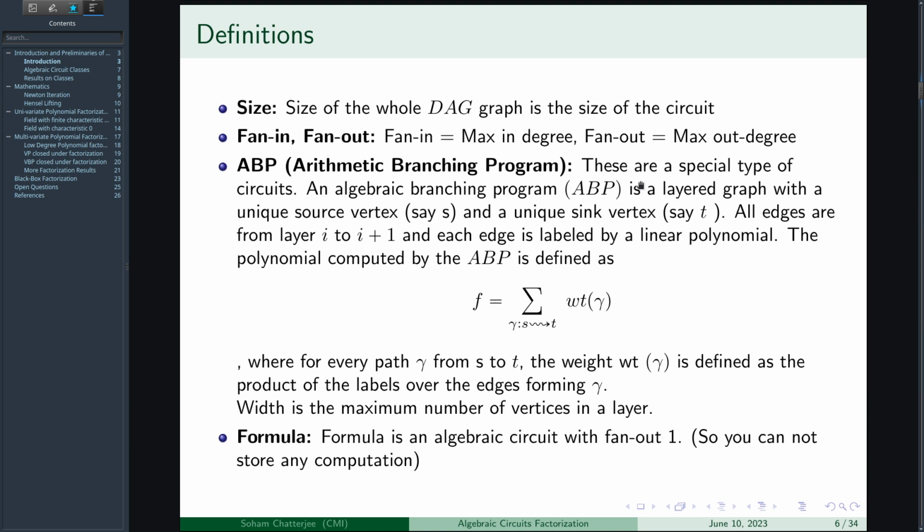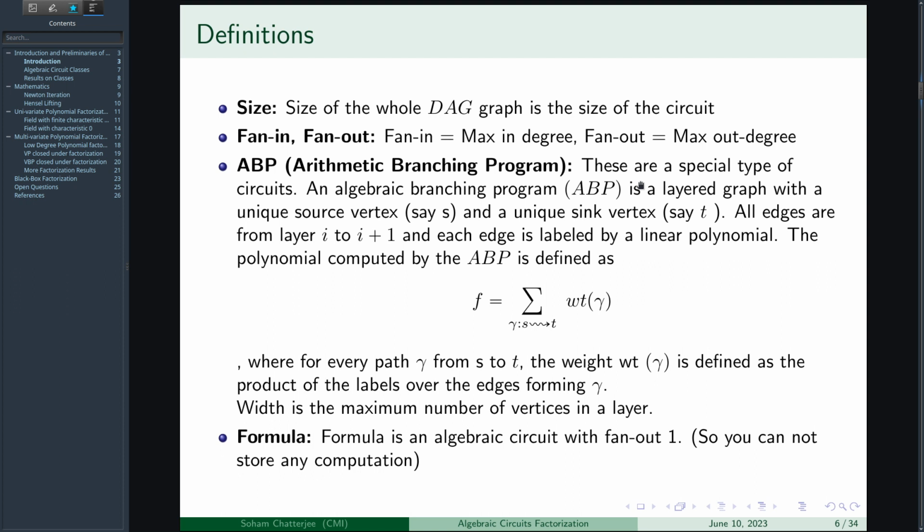Then you sum over all these, and the final polynomial is represented by that model, and that model is called ABP, or arithmetic branching problem. Another model is formula, which is basically a restricted version of general circuits. The circuits can have more than one fan out, but a formula has only one fan out.